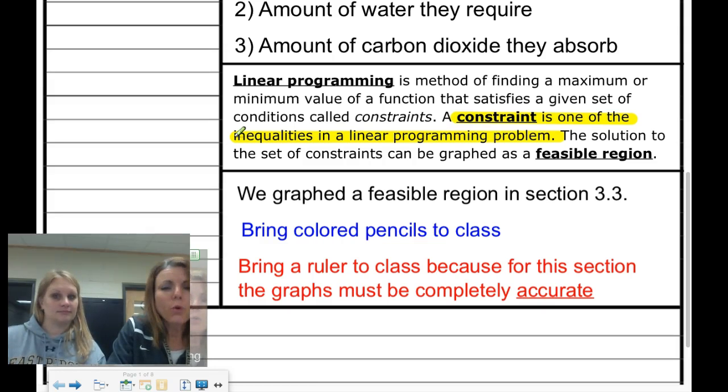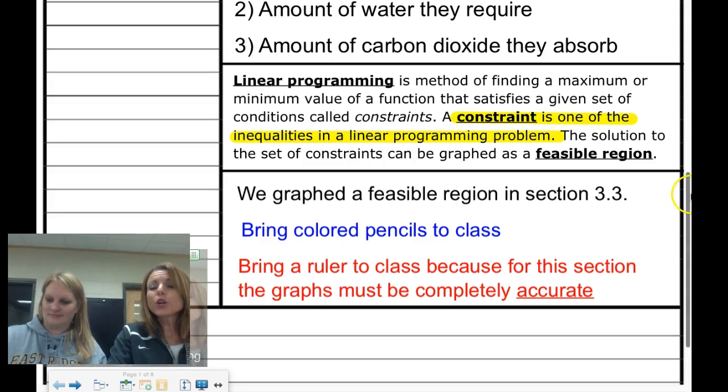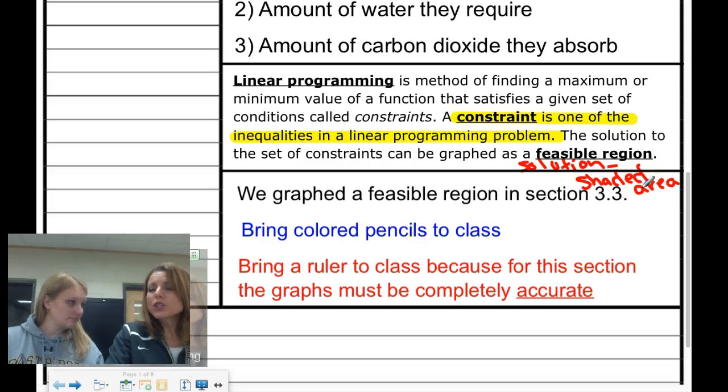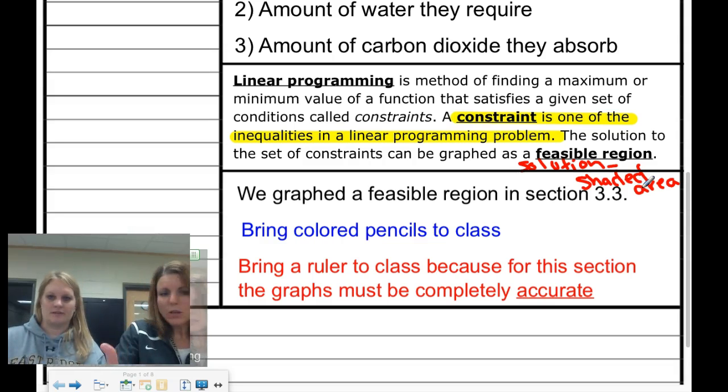Now the solution. You all want to know, what's the answer going to be? Well, the solution to the set of constraints, we're going to graph it. You're going to get a bunch of constraints as inequalities. You already know how to graph inequalities. You learned that in 2.5. So we're going to graph these inequalities and we're going to shade. Where all of the shadings overlap is our feasible region. That's all we're doing.